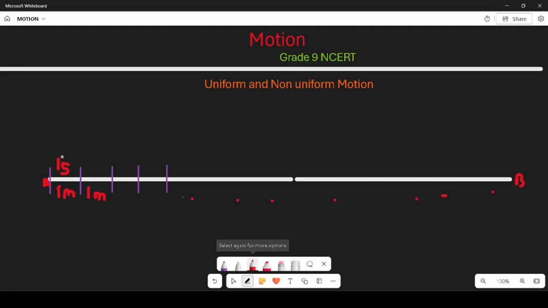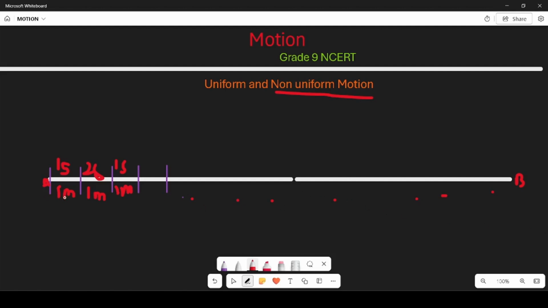So let's say the first meter it covers in 1 second. The next meter it covers in 2 seconds. The next 1 meter, it covers again in 1 second. So the object is continuously changing its speed. That means the object is traveling in non-uniform motion, because every meter it's changing its time. So yeah, that's non-uniform motion.